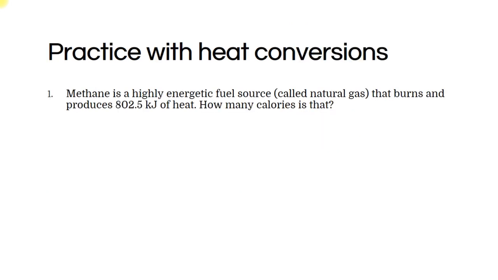Okay, so here's one example. It says methane is a highly energetic fuel source. We call it natural gas. That's what you get from National Grid if you can get natural gas from them. It burns and produces 802.5 kilojoules of heat. We want to know how many calories that is. Oh, so this is going to be a conversion. We're going from kilojoules into calories. So I don't even need the equation for that. All I need is the relationship between kilojoules and calories.